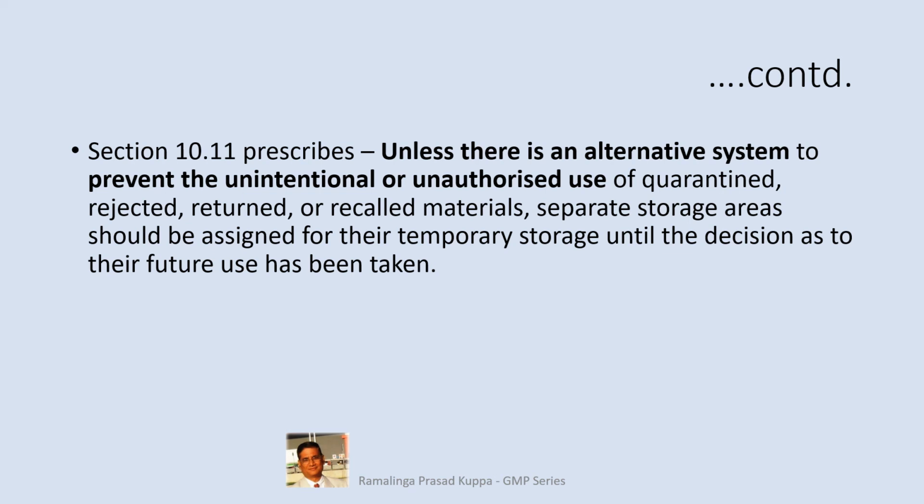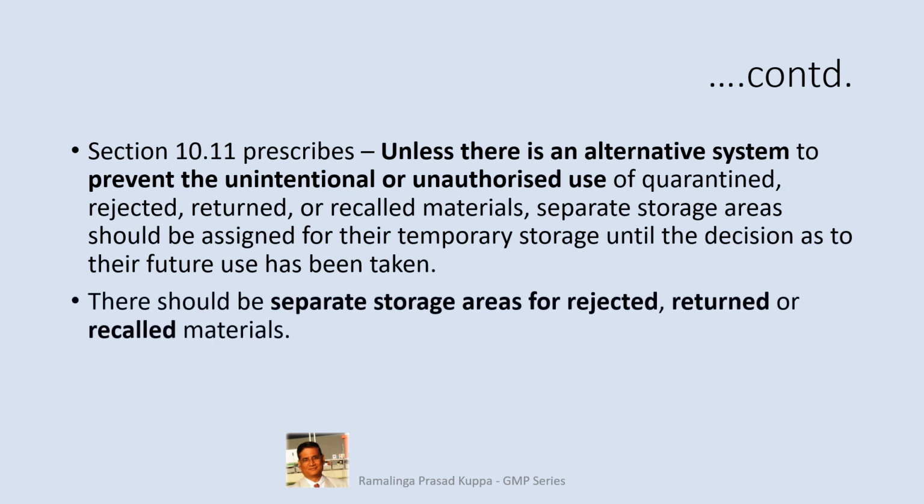You can have an electronic system to monitor such rejected, returned or recalled materials. This system should have a clear traceability of all such materials individually. In absence of any such system, you should have separate areas for storage of such materials. This is a prescription under section 10.11. There should be separate storage areas for rejected, returned or recalled materials.